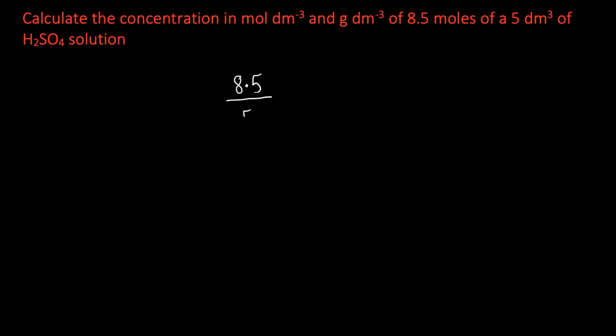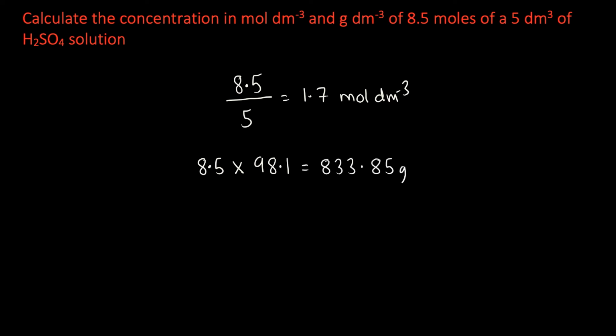8.5 divided by 5 gives us 1.7 moles per decimeter cubed. To get the grams per dm cubed, first work out the mass, which is the moles multiplied by the molecular mass, which is 98.1, and we get 833.85 grams. Divide this by the volume and we get 166.77 grams per dm cubed.